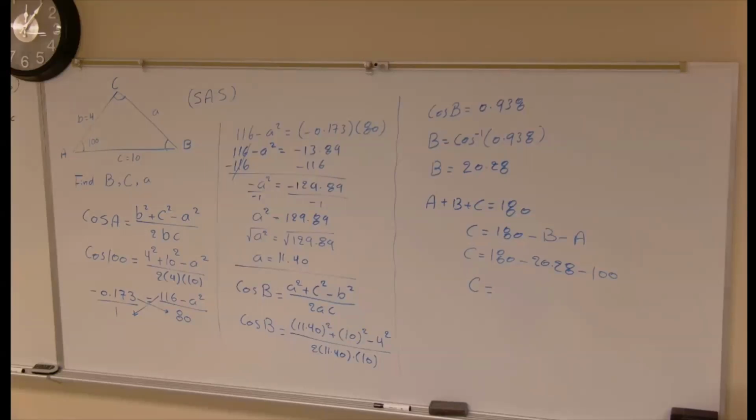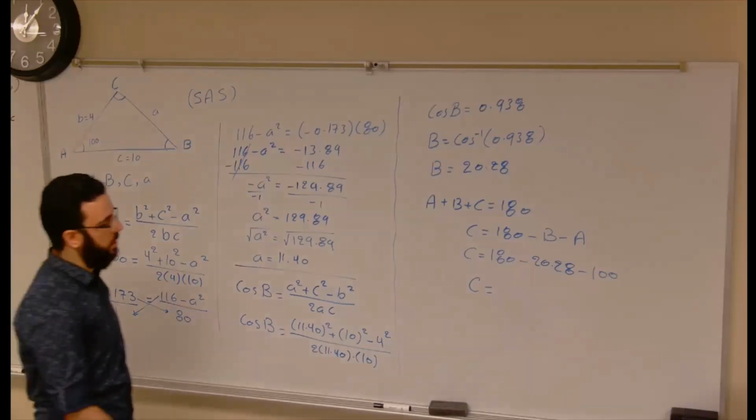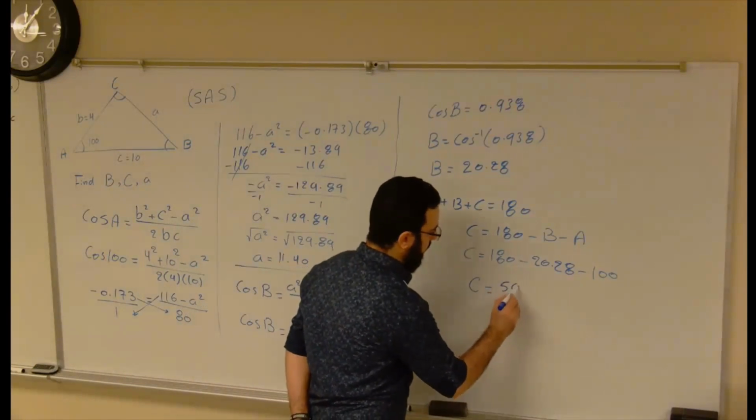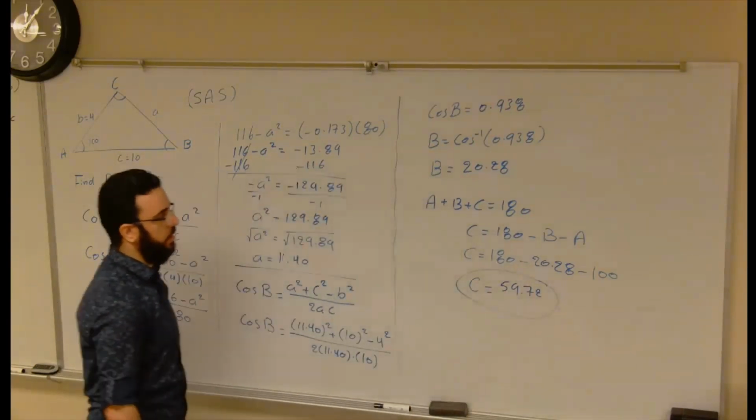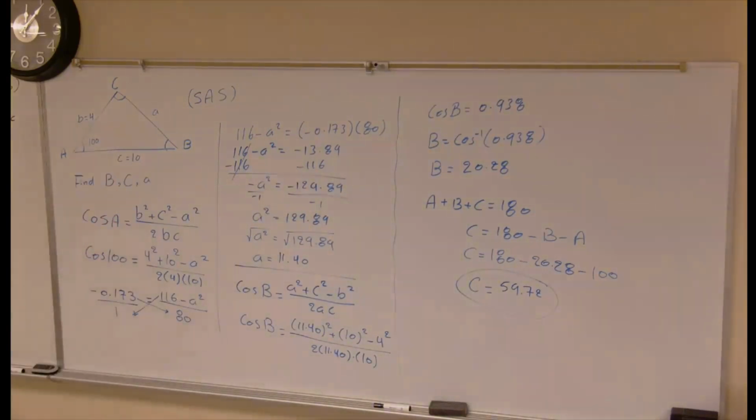What you got? 59.72. 5972. If you want to use the same thing, use this formula, find the C, you have to get the same result. Okay? So both is going to be up.